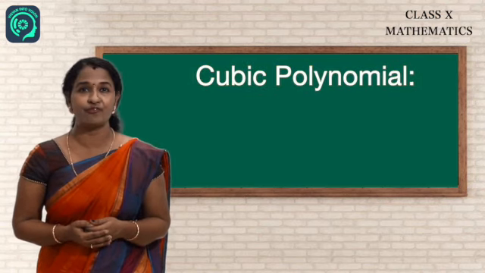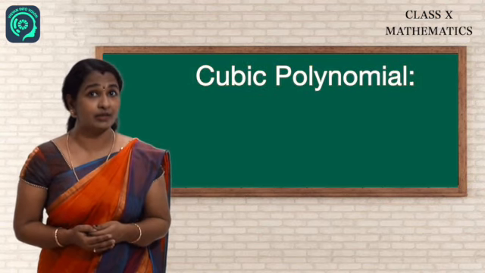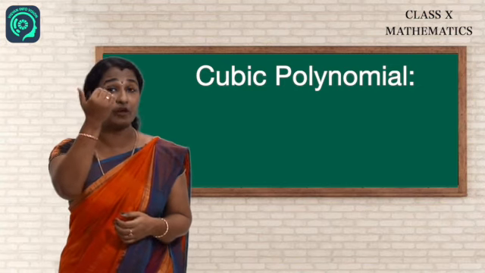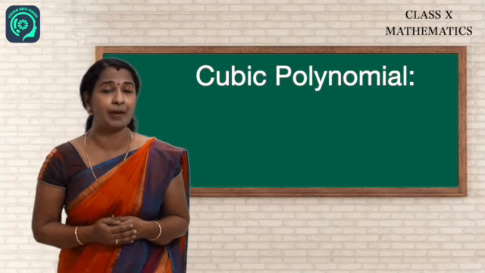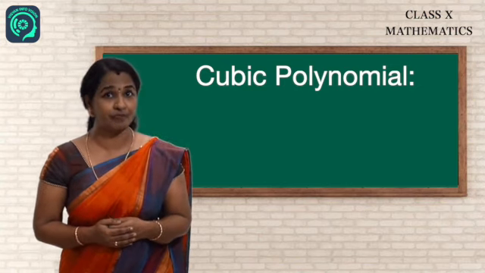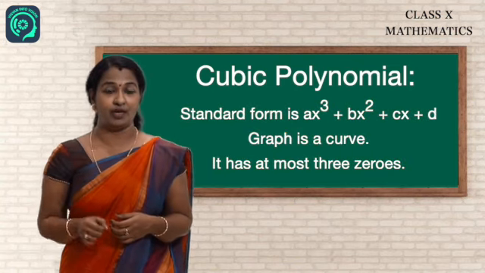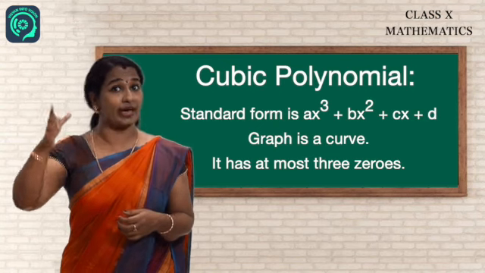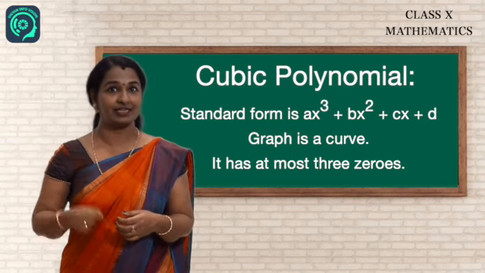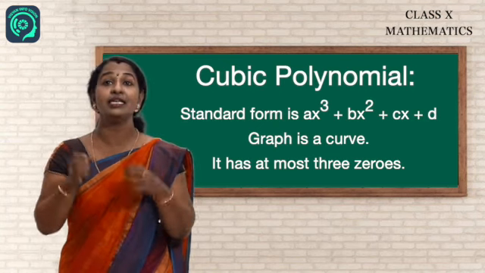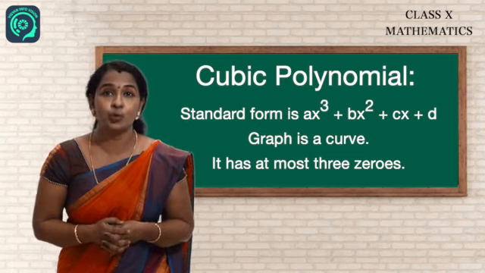What is the standard form of a cubic polynomial? Can you tell me? If the degree is 3 and if you have to rearrange it in the descending order of the powers, can you tell me the standard form? Yes. P of x is equal to ax cube plus bx square plus cx plus d. That is the standard form of a cubic polynomial.